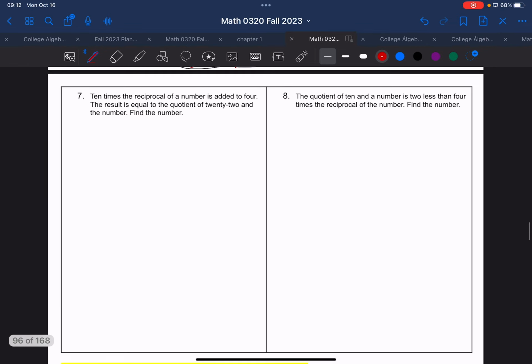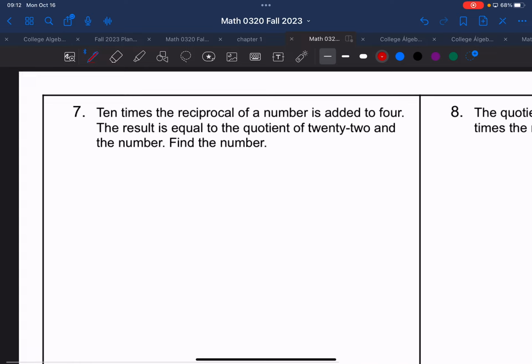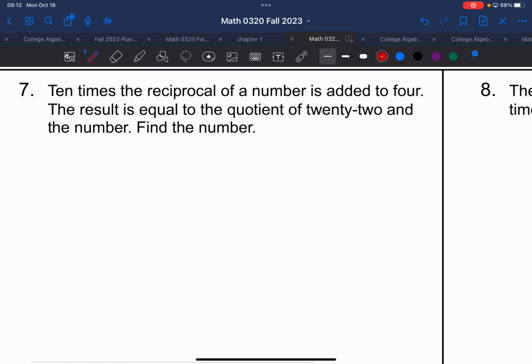Okay, now let's look at applications. So our word problems. So just like before, we're going to have to take these word problems, turn them into the equations, and then solve. So since we're dealing with rational equations, we know we're going to have some fractions in there. So let's look at number 7.